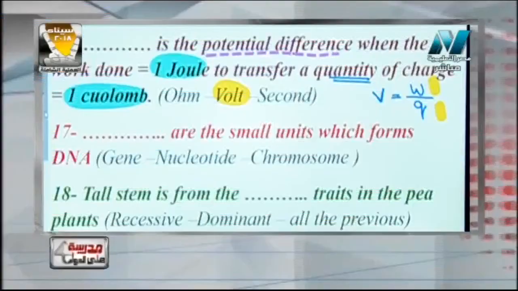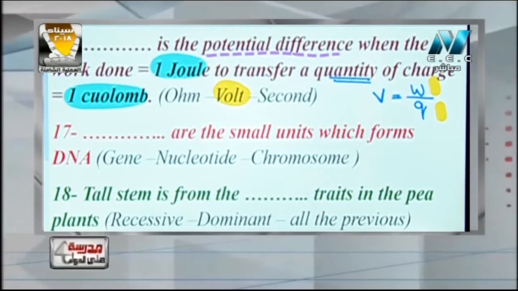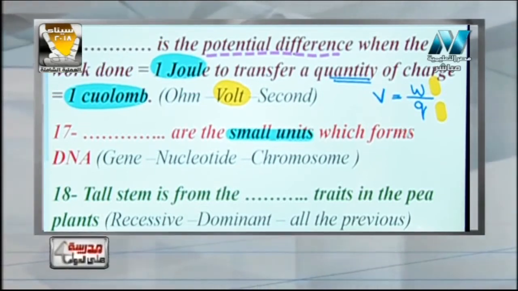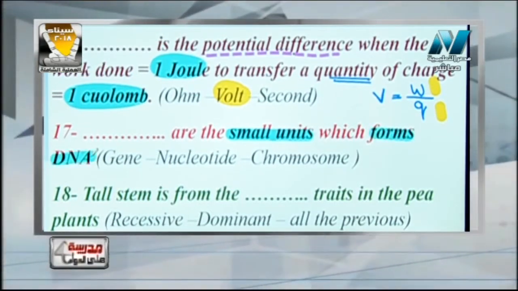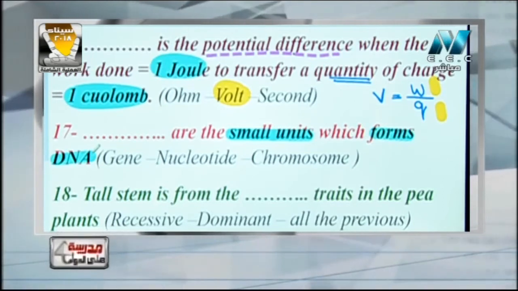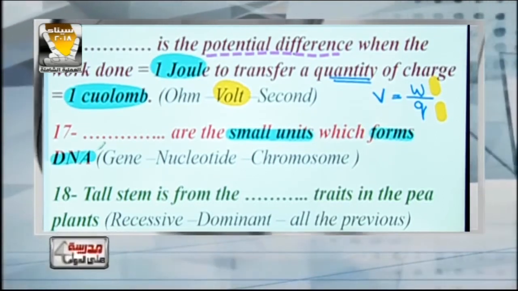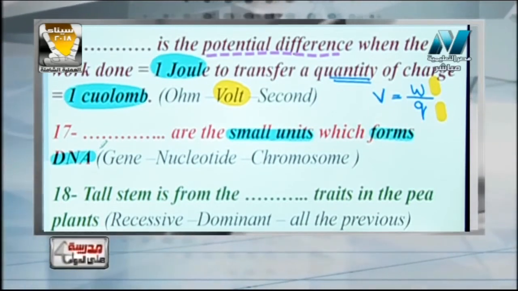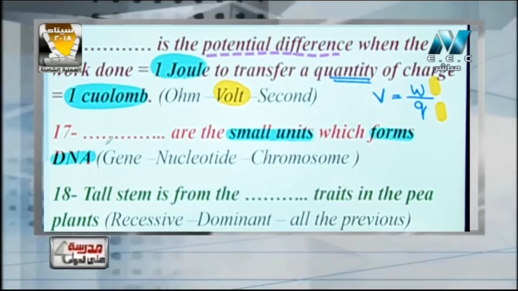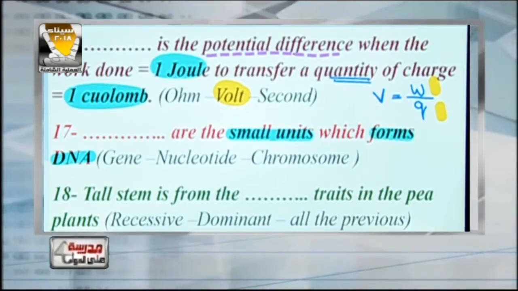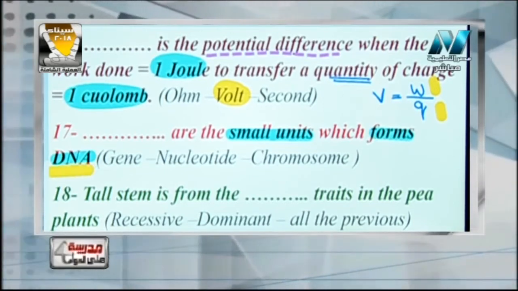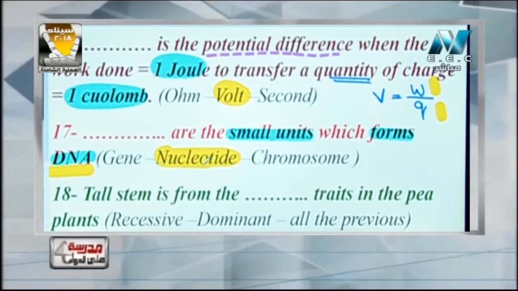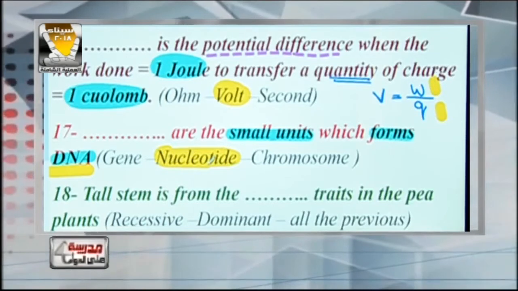Here we have question number 17. It says: are the small units, be careful, it says the small units form what? Forms DNA. Be careful, we know DNA's chemical structure is what? It is the part of the chemical structure of a gene. But he wants the small units forming the DNA itself. Of course here we have nucleotides. So the small units of DNA are called nucleotides.